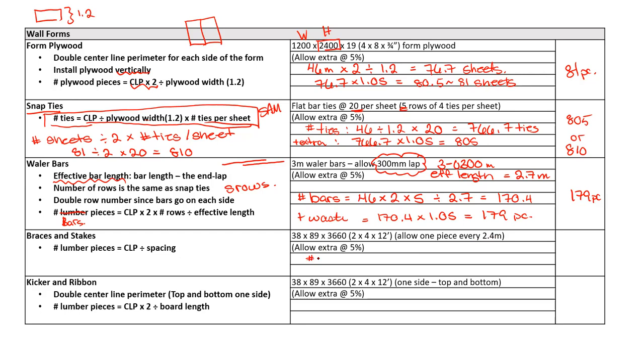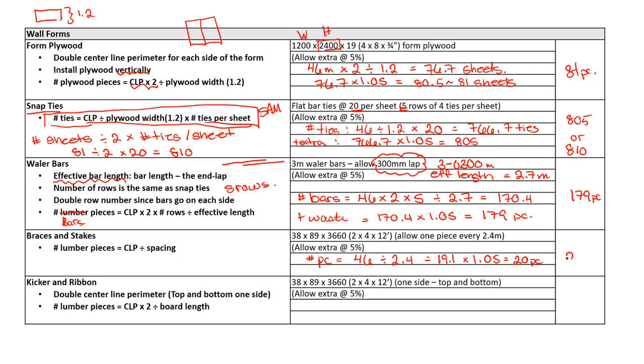Subject experts have spoken. So the number of pieces is going to be equal to our perimeter, which is 46, divided by the space of 2.4, which gives us 19.1, times 1.05, which leaves us with 20 pieces.